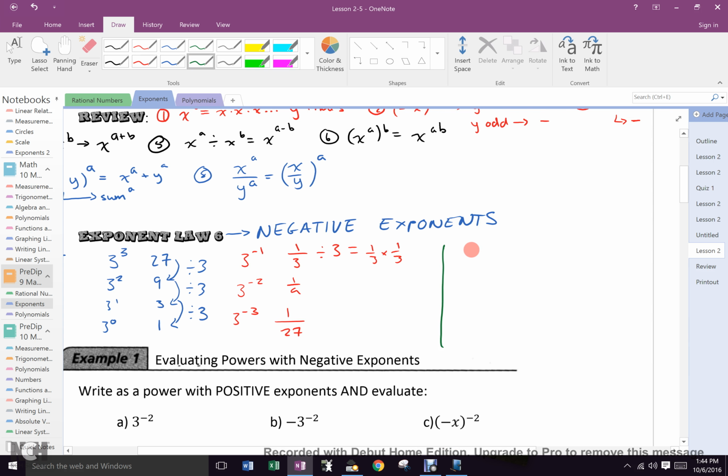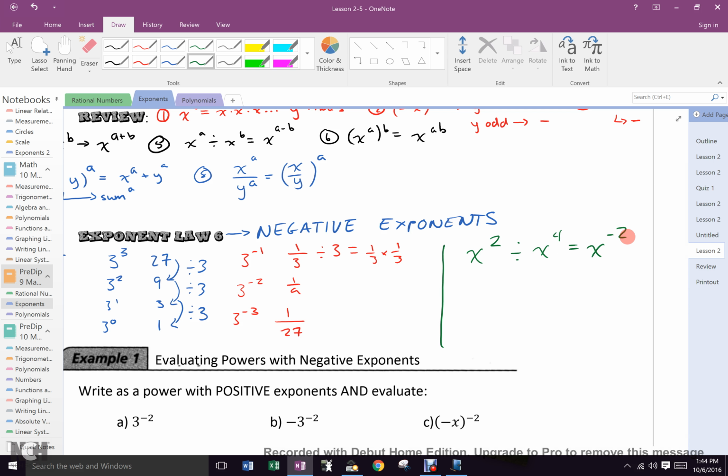What if I had x squared divided by x to the 4th? Are they the same base? Yes. When I divide, what do I do with exponents? Subtract. So what is the answer? X to the negative 2. What? That makes no sense. How do I multiply x negatively?